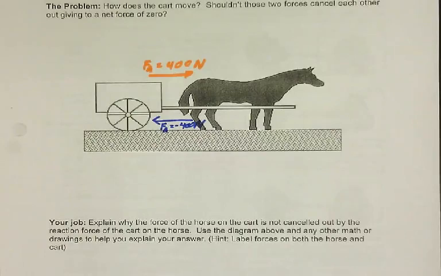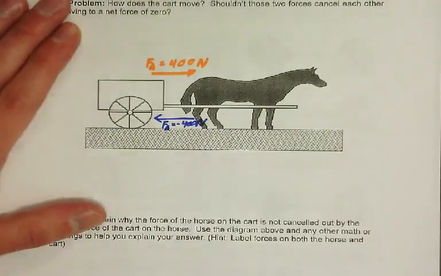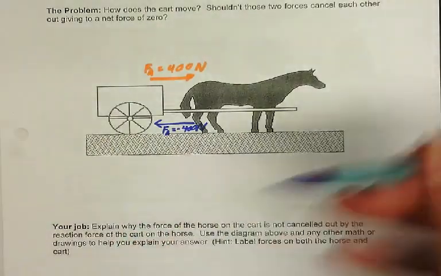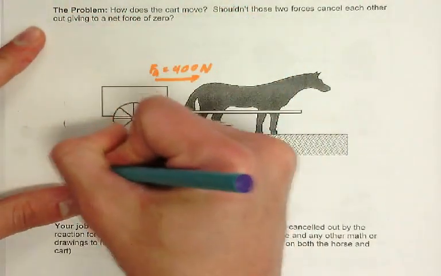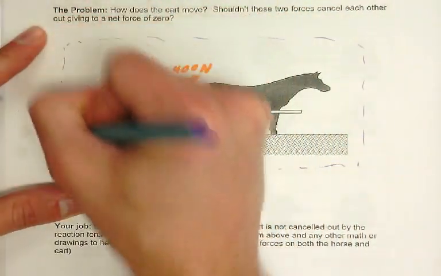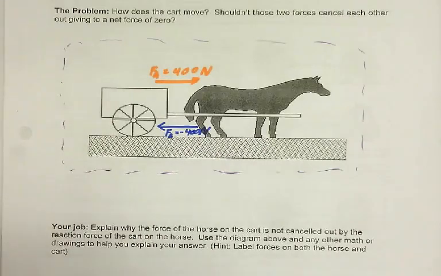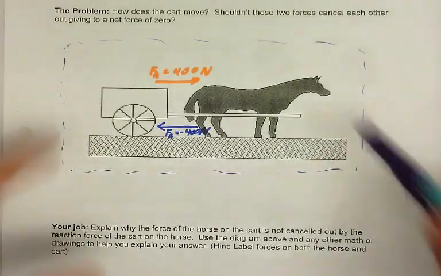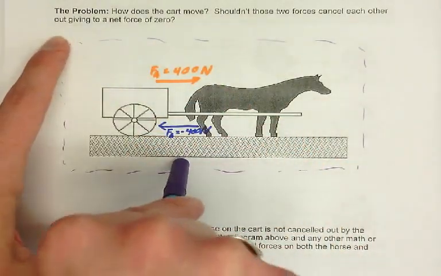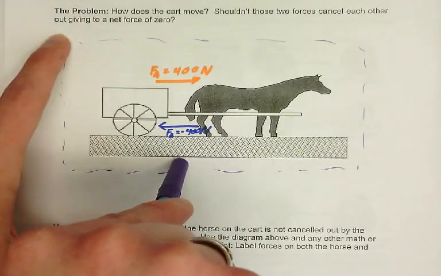It talks about internal and external forces. Internal forces occur inside of a system. External forces occur outside of a system. So if we're talking about the system being the horse and the cart, what type of forces are these? Internal or external? They're internal forces. They're inside the system. The system is the horse and the cart. And what effect do internal forces have? None. They have no effect.